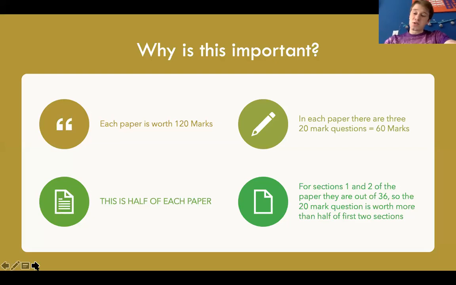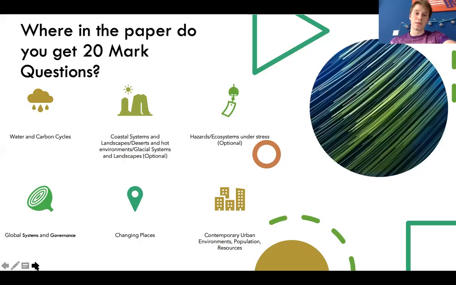And then sections 1 and 2 of the paper are out of 36. So the 20-mark questions are worth more than the first half, the 2 sections where you have your 4-marker and your 6-markers. So that really does add up. That's why it's important to get this structure right.